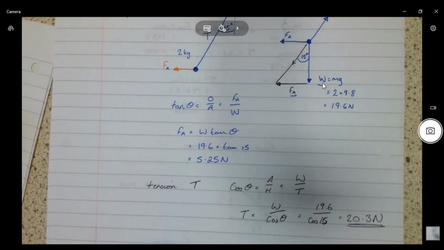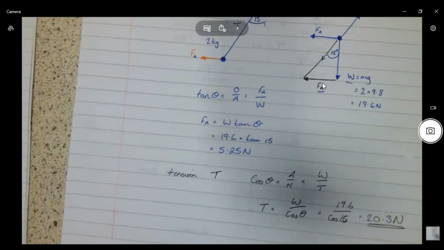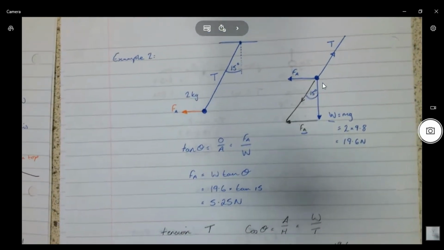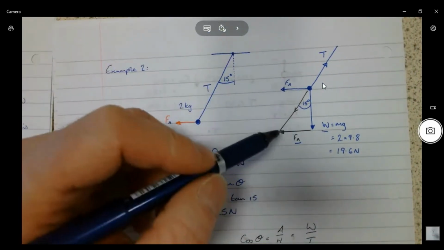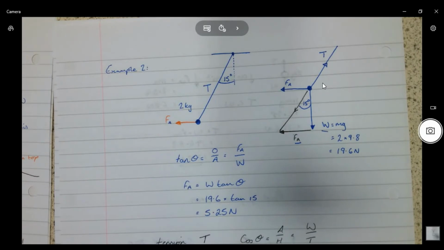Okay, a couple of examples, just really simple forces applied to objects, but as you can see, it can start to get quite complicated. You've got to get your free body diagrams right.